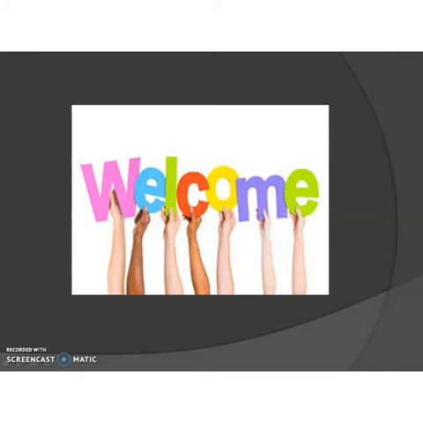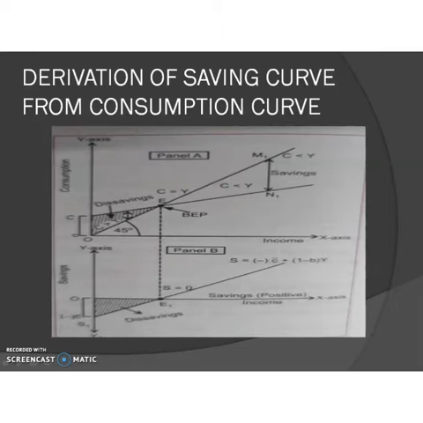We saw saving function is derived from consumption function. Then we are going to study the derivation of the saving curve from the consumption curve. Students, you can see a diagram on the screen. Students must carefully understand how the straight line saving curve can be drawn using a straight line consumption curve and the 45-degree line. We can recall the straight line can be drawn by joining two coordinates on a plane.